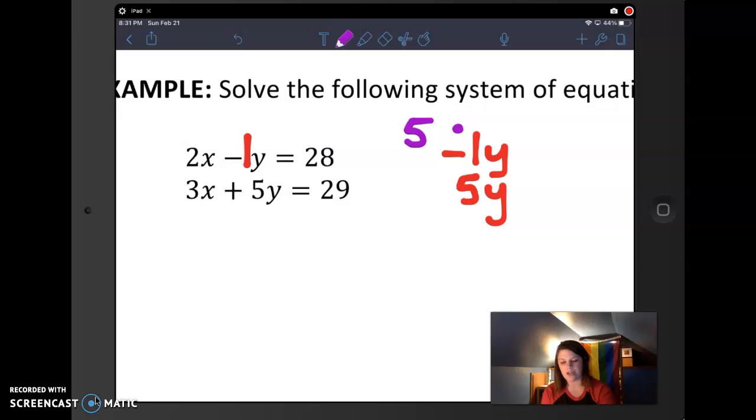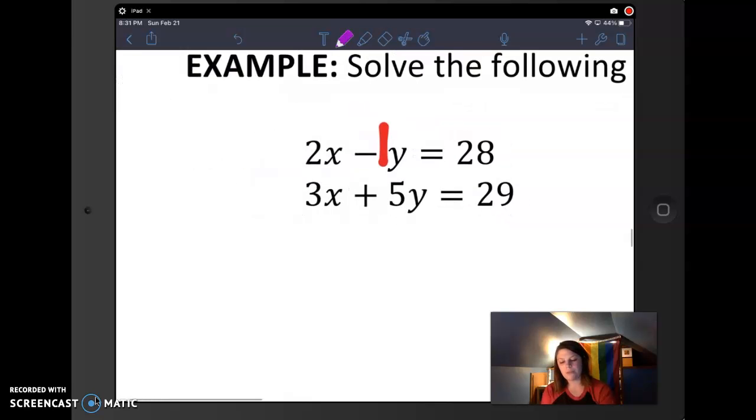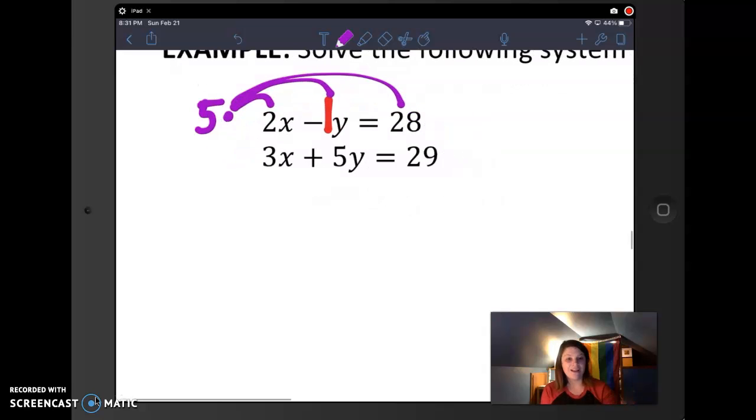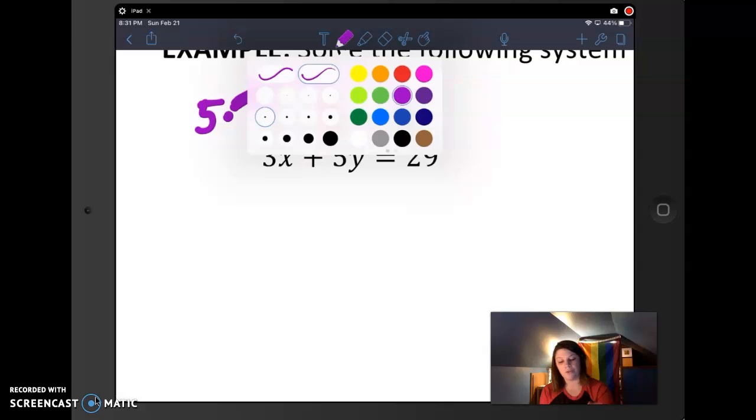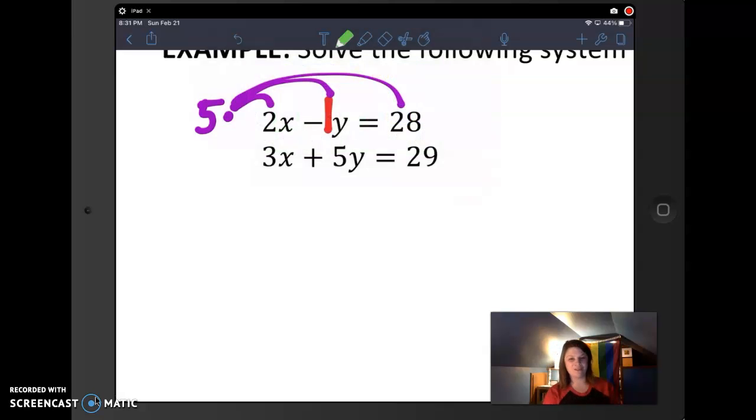So watch this, you guys. Let's take a look over here. We're going to multiply the top equation by 5. Remember, you have to multiply every single part of the equation in order for this trick to work. Otherwise, you're doing illegal math moves. You want to make sure you're doing the legal math moves.